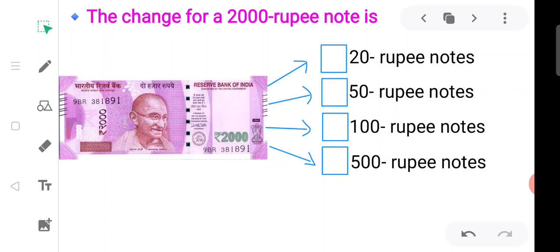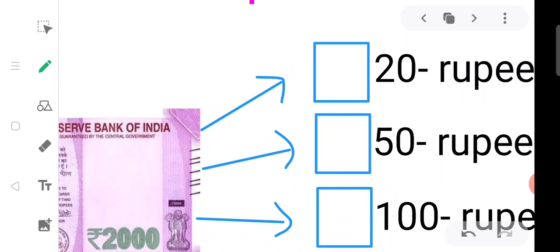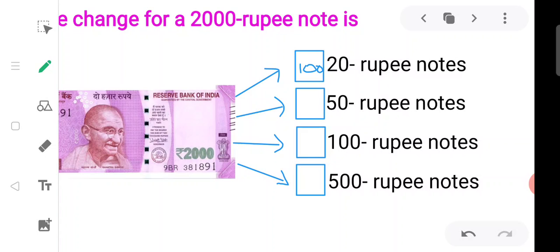If we have 5 notes of 20, it makes 100. If we have 10 notes of 20, it will make 200. That means we need 100 notes. 100 notes of 20 rupees make 2000 rupees. Now see the next one. The next one is 50 rupee notes.